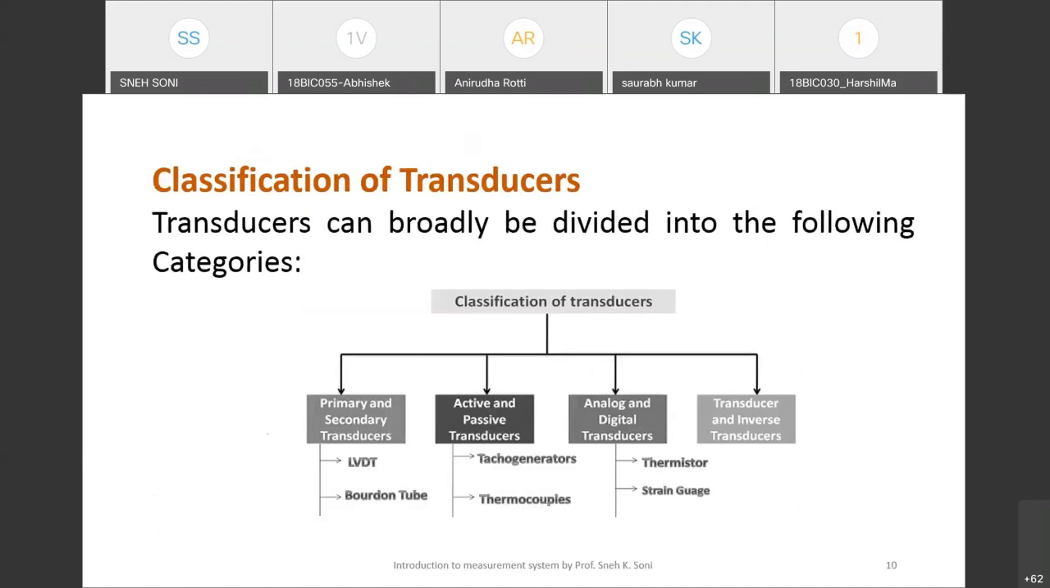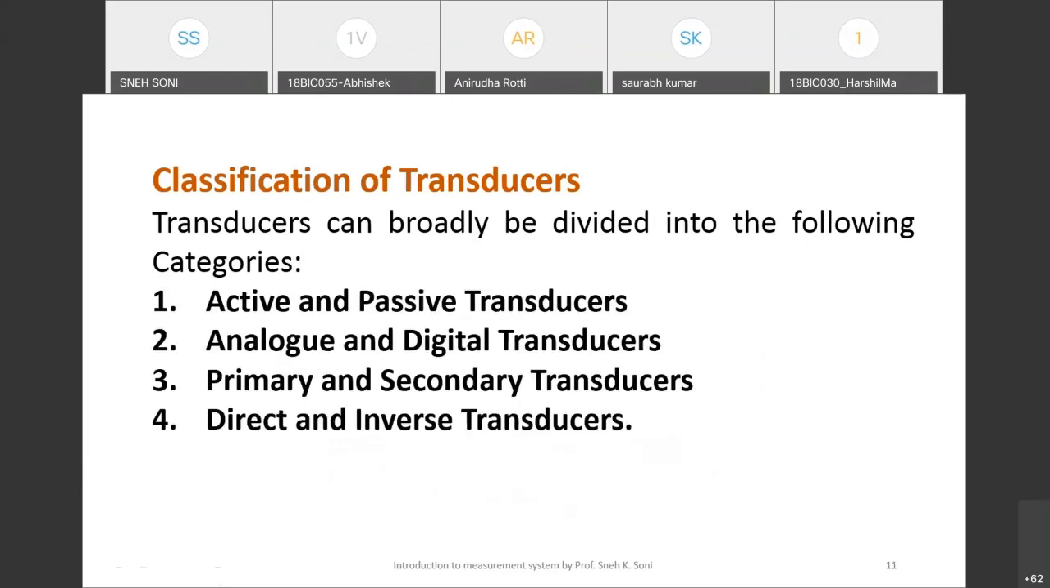We also discussed classification of transducers, right? In classification of transducers, we discussed different categories: active, passive transducers, then analog, digital transducer, then primary, secondary transducer, and direct and reverse transducer, or we can say inverse transducer. So these are the four main categories in which we classify the transducers. And in depth, we had discussion about the first two categories, that is active and passive transducer.